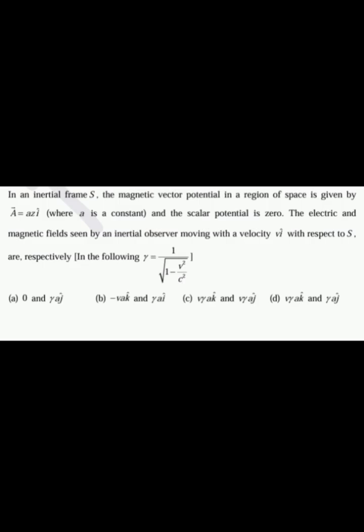Next question is, in an inertial frame S, the magnetic vector potential in a region of space is given by A is equal to A z i cap, where A is a constant and scalar potential is 0.